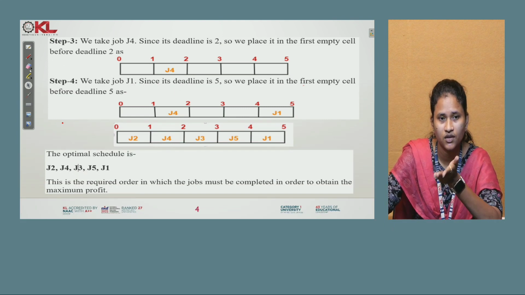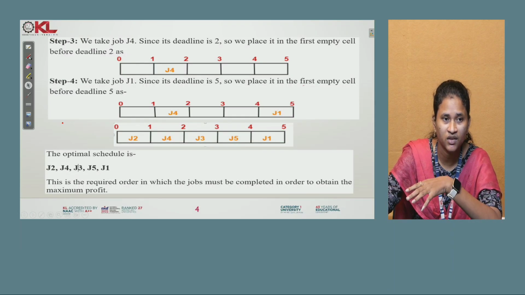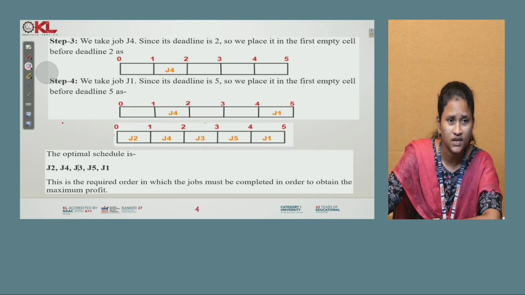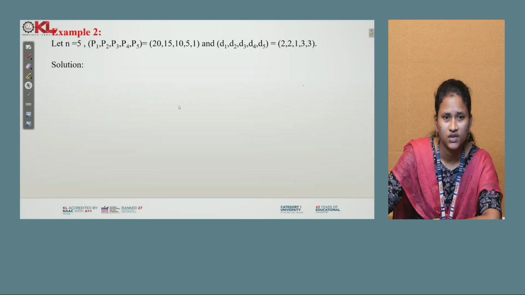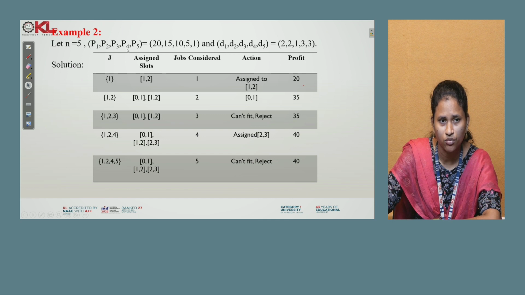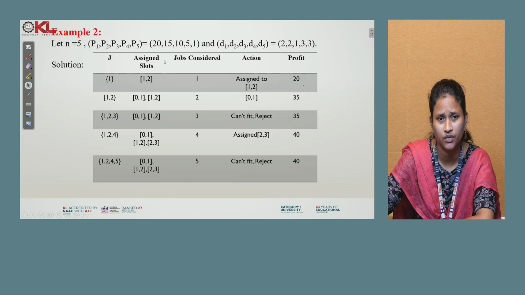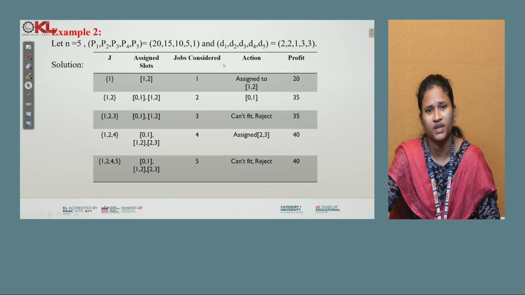In job sequencing with deadlines, we can solve with another method also, the tabular method. The same process is used, but here the Gantt chart is not shown, the tabular method is shown instead. This is a problem of size n, meaning 5 profit values and 5 deadline values. Here 5 jobs are there.